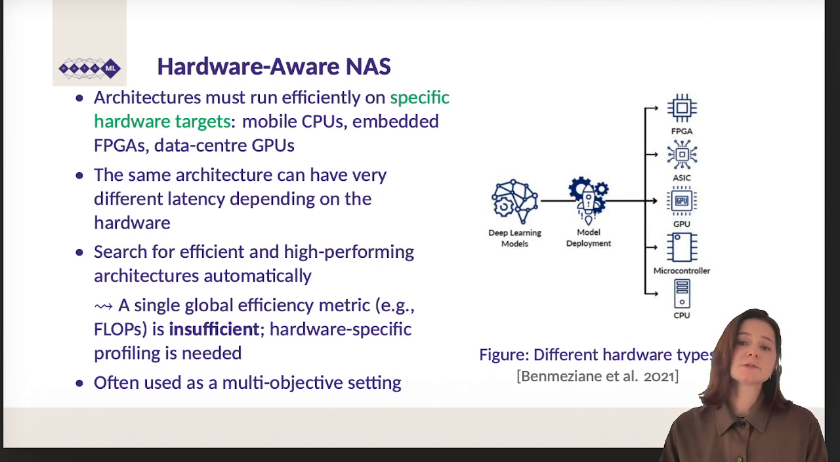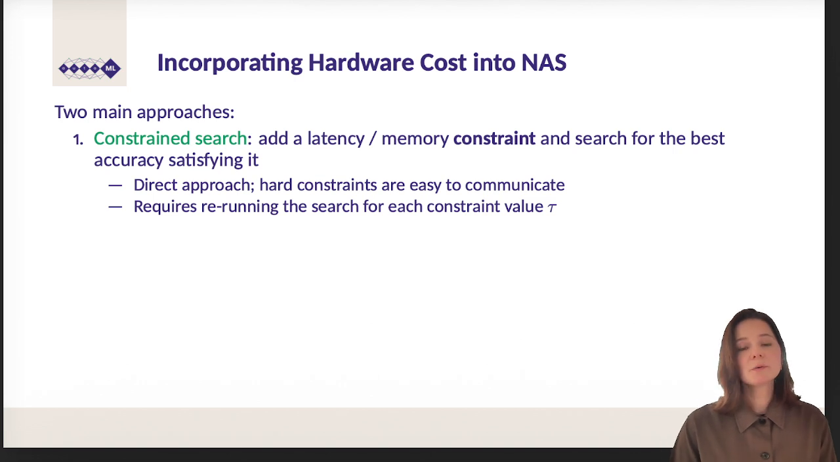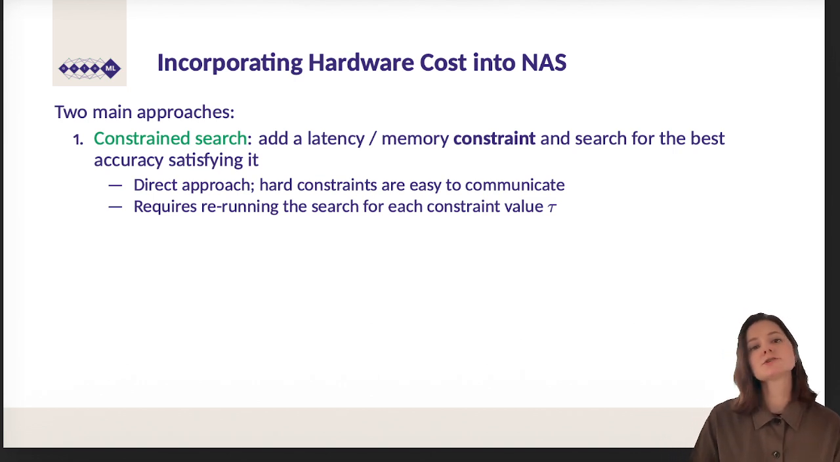So what we want is to find a deep learning model which can be deployed on different hardware types, ranging from an FPGA to a microcontroller. This is often used in a multi-objective setting. So how can we incorporate hardware costs, for example, into NAS? There exist two main approaches.